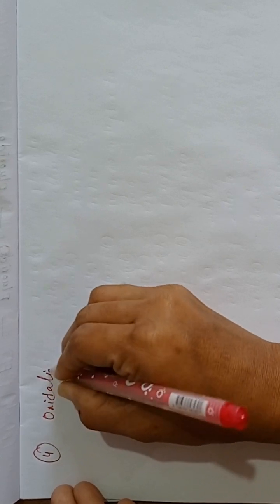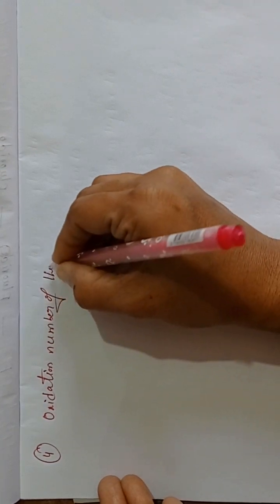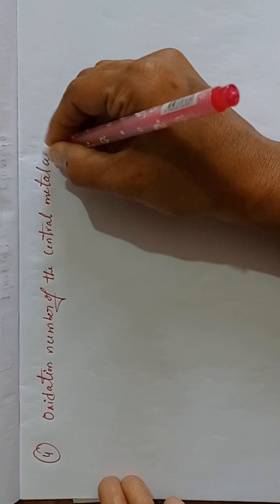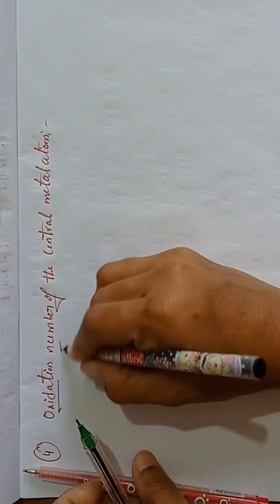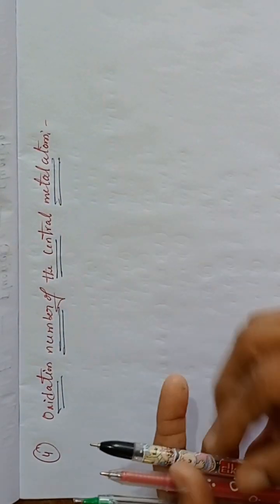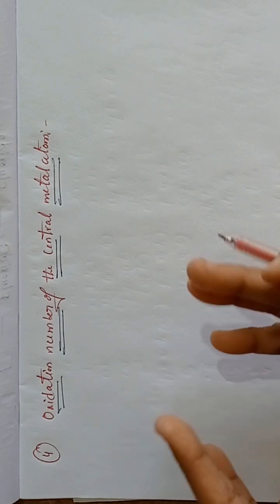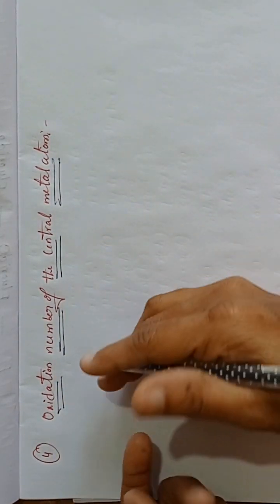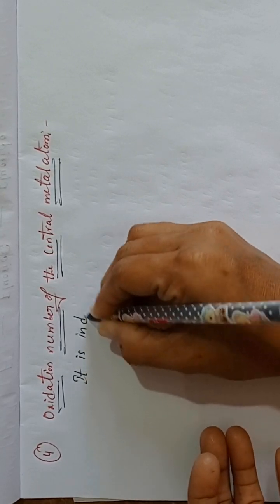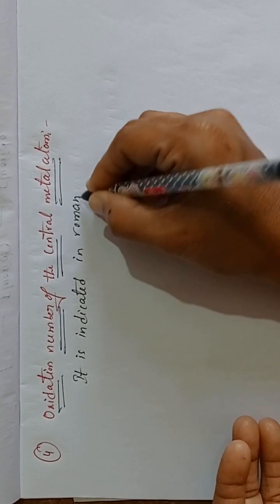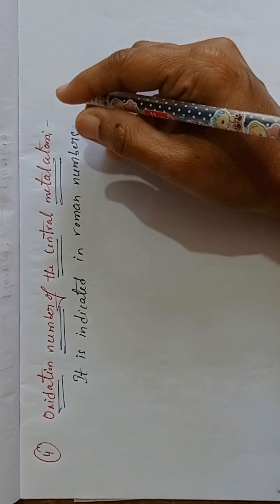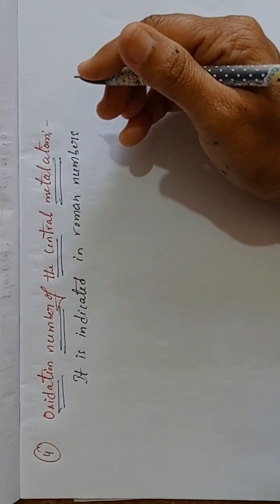Next, the last one, the fourth one, is the oxidation number of the central metal atom. This is indicated in Roman numbers, students. And this Roman number we have to write after the name of the central atom, in parenthesis. It is indicated in Roman numbers just after the name of the central atom.